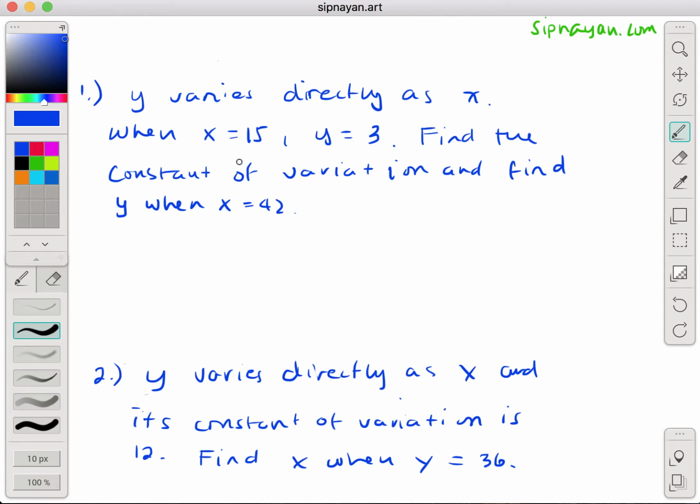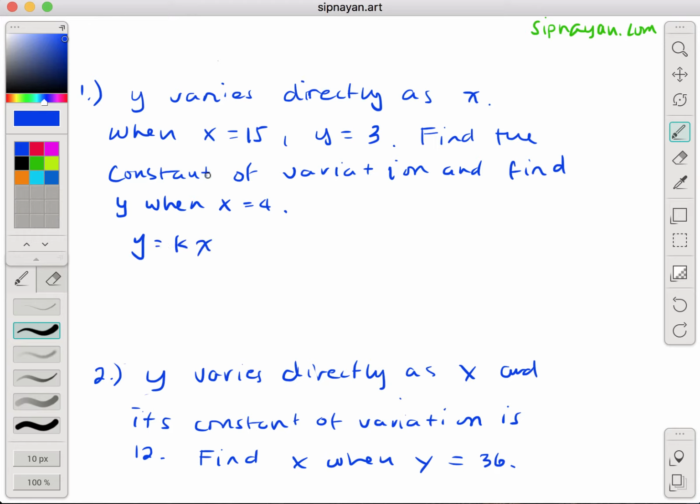And when x is equal to 15, y equals 3. Find the constant of variation and find y when x is equal to 4. Hindi siya 42, x equals 4. Okay? So, sabi natin, if y varies directly as x, then we can describe this relationship as an equation na y equals kx, where k is the constant of variation.